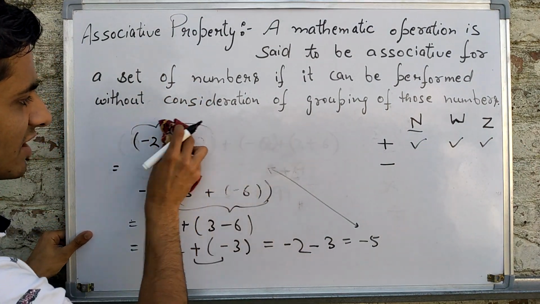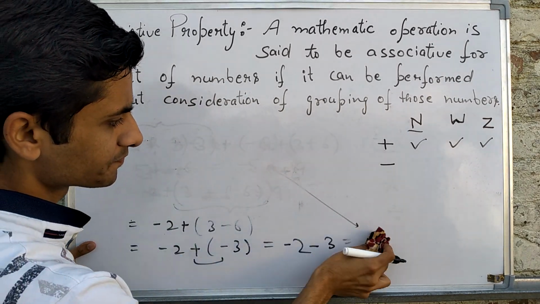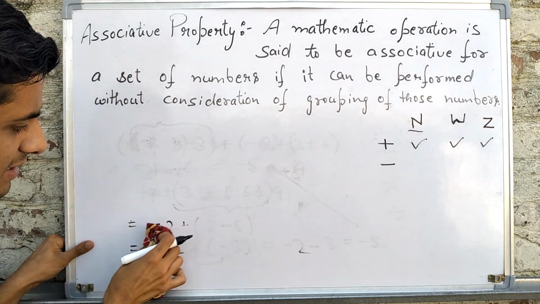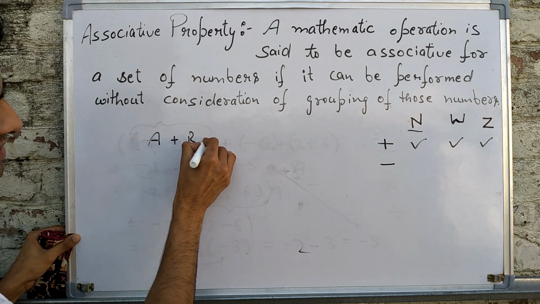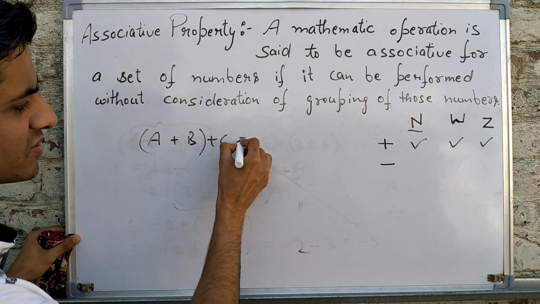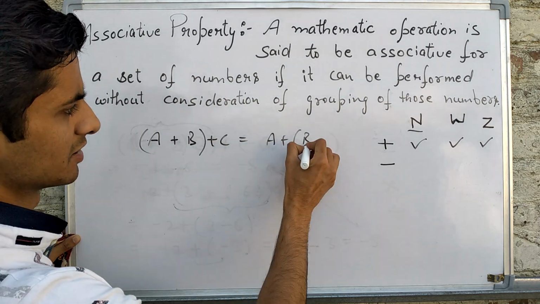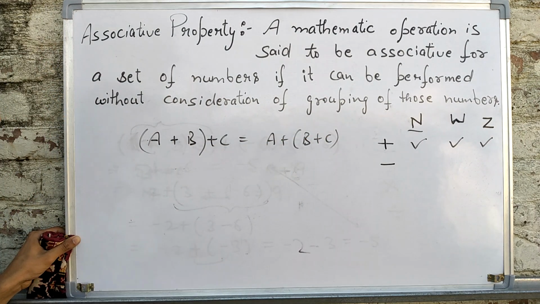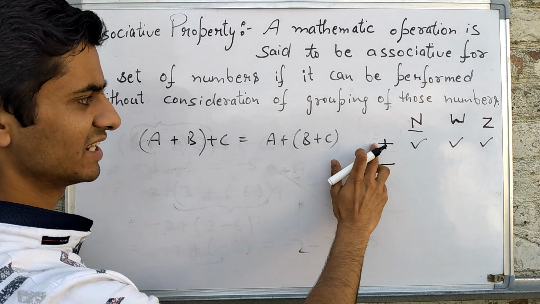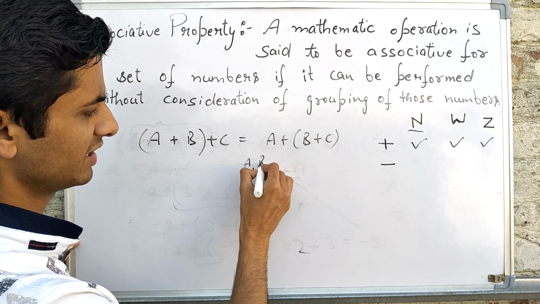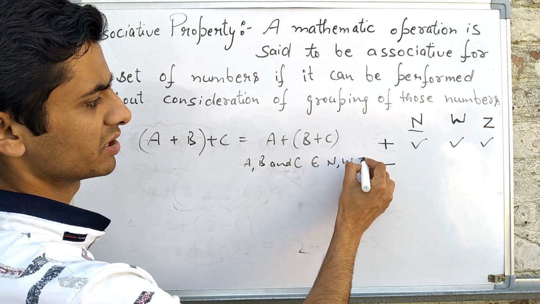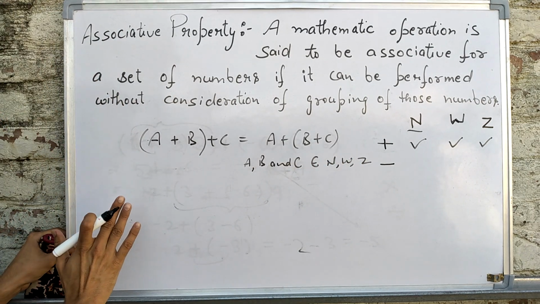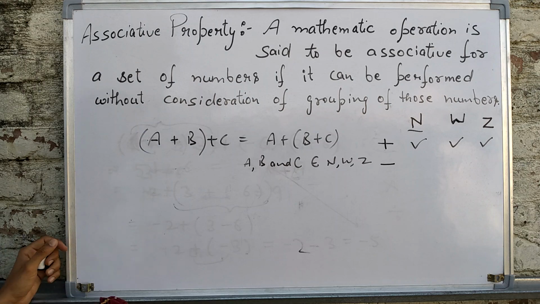So what general expression can you get from here? You can say that A plus B plus C, when A and B group together, is equal to A plus B and C group together. So this is the general expression for addition, where A, B and C are natural numbers, whole numbers or integers. This is something we call the associative property.